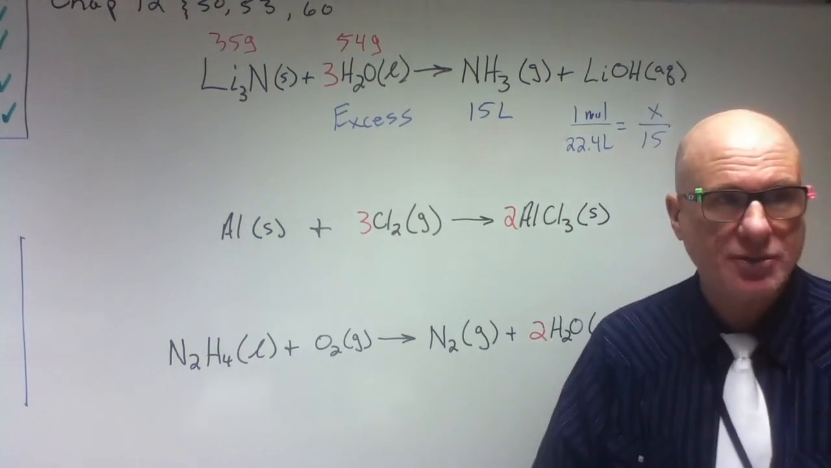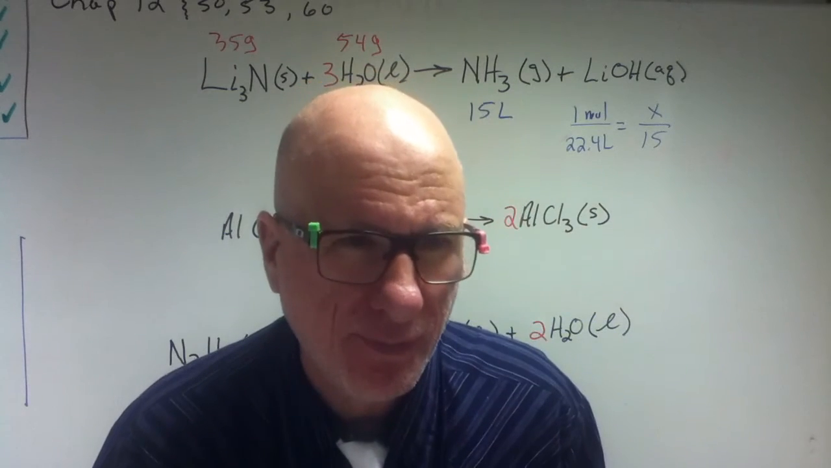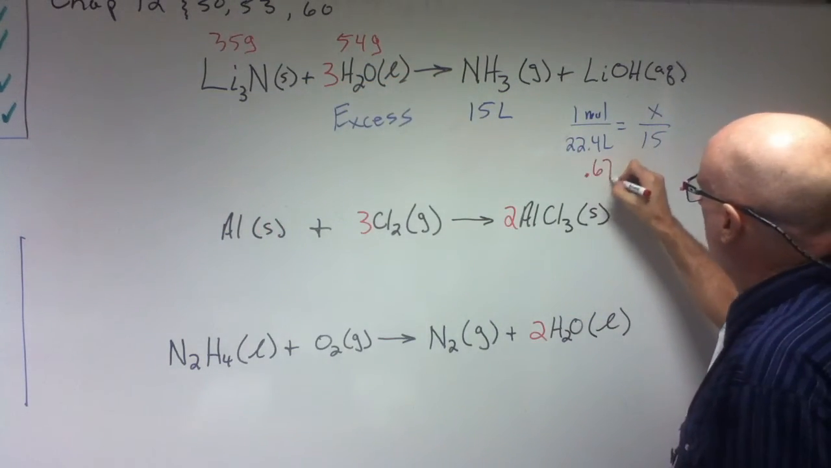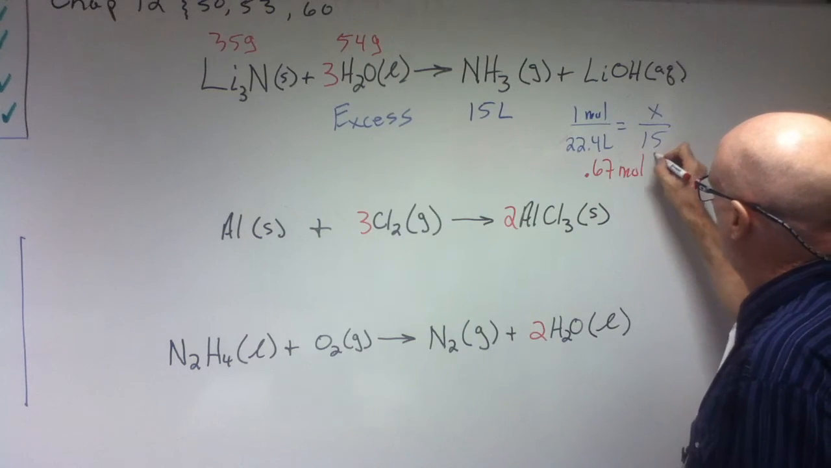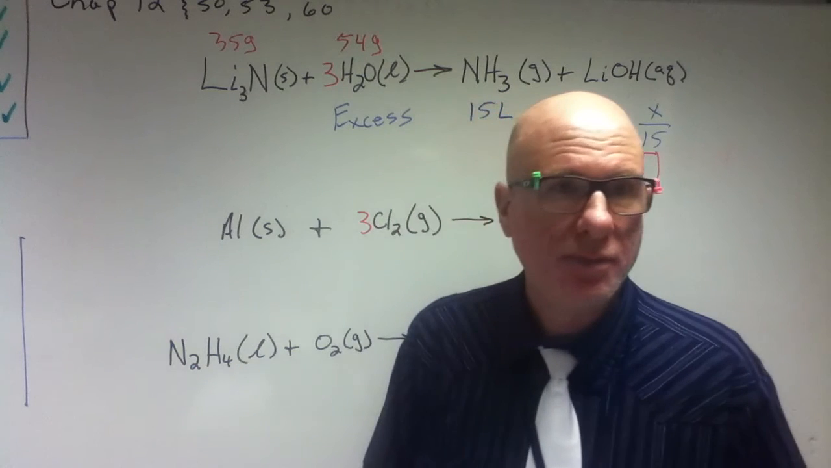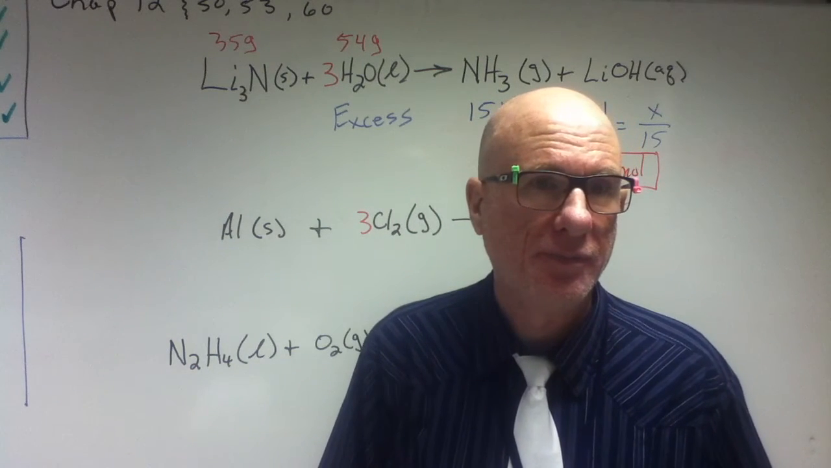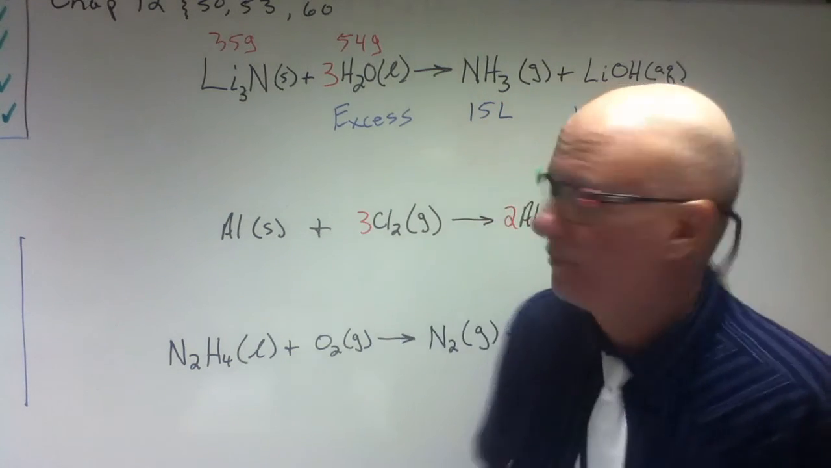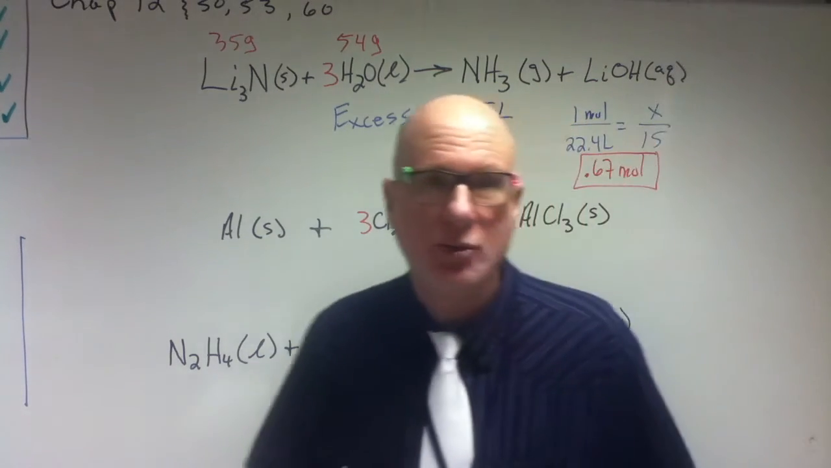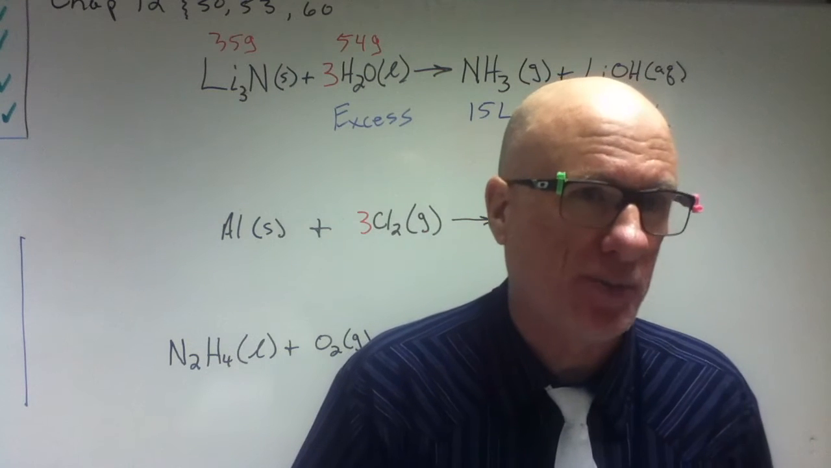0.67. Now don't go crazy with significant figures. What did you say? 0.67. That's good. So 0.67 moles, right? Is that right? Wait, go ahead. That's when you divide 15 by 22.4. 1 times 15 divided by 22.4. You would actually be dividing 15 by 22.4.